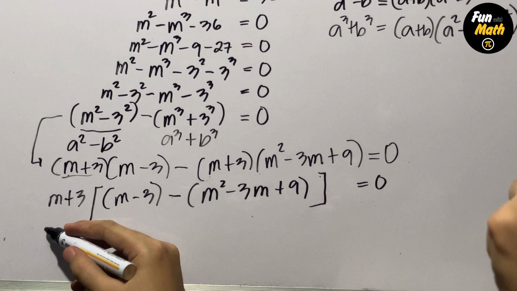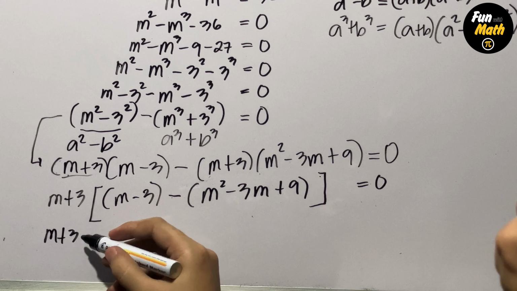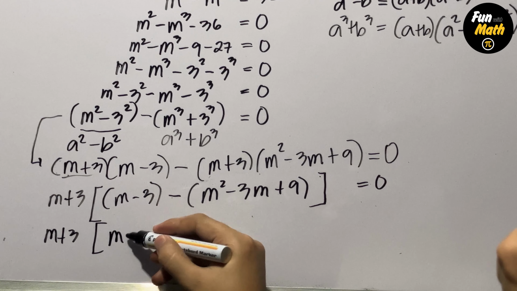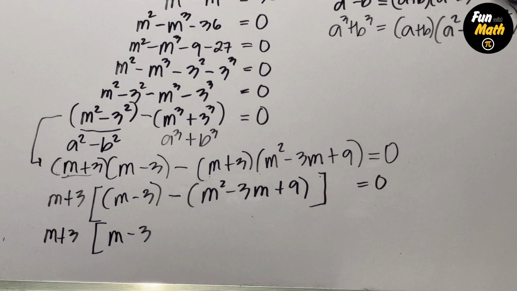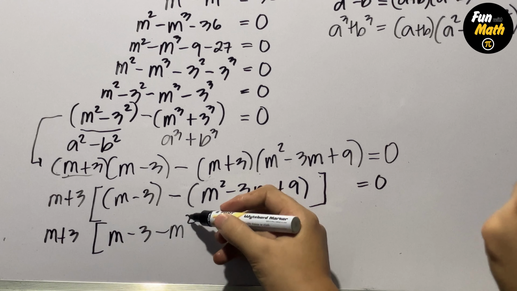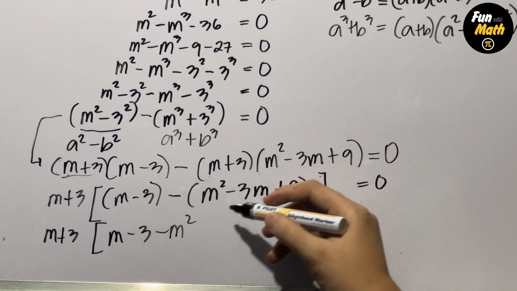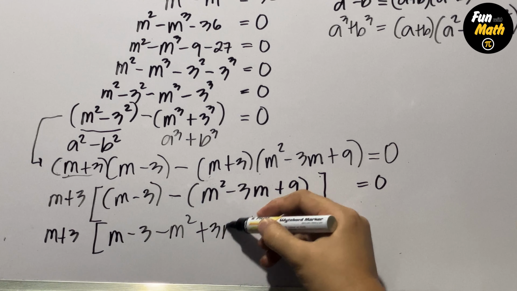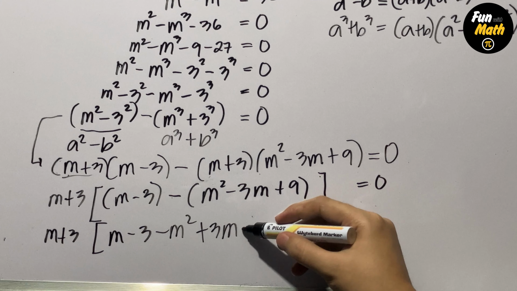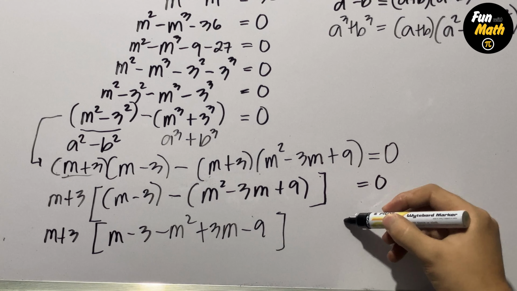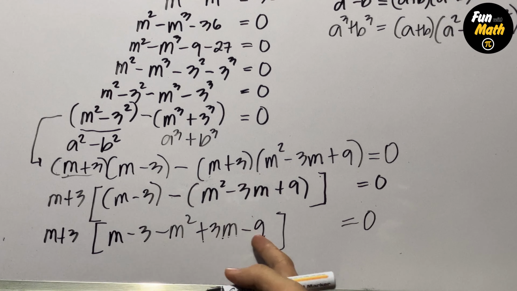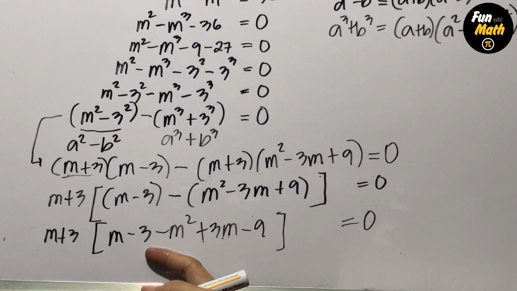Next, we can multiply the negative inside. So this is now m plus 3, bracket, let's take the parenthesis, so m minus 3. And then negative times m squared, that is negative m squared. And then negative times negative 3m, that is positive 3m. Negative times positive 9, that is negative 9. Is equal to 0.